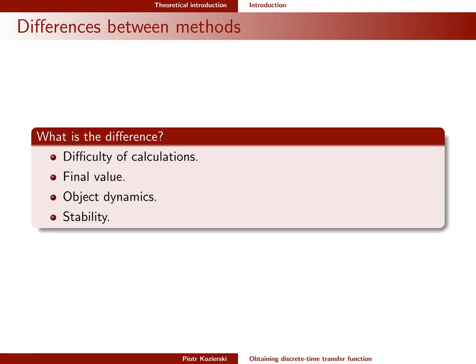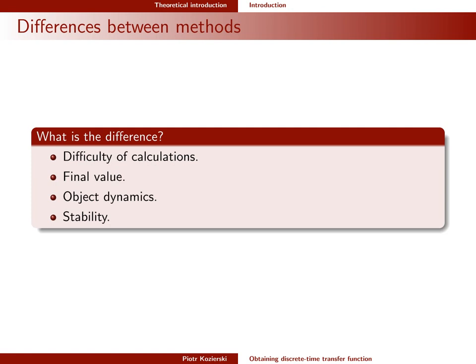The last difference is probably the most important, because as a result of obtaining a discrete-time transfer function, we may lose information about the stability of the object. For example, using the delta backward method, an unstable object can be turned into a stable object, and using the delta forward method, a stable object can be transformed into an unstable object. Fortunately, the solution here is to use an appropriately small sampling time TP.